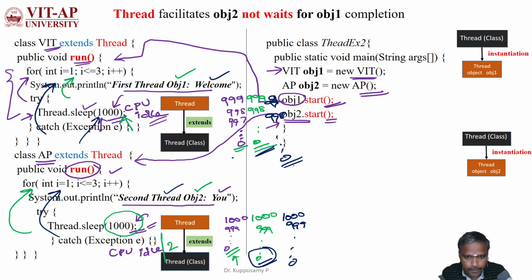Before that, obj1 might reach 0, so the fourth time it will start to check the condition here, but the condition 4 less than or equal to 3 is false, so it will come out of the for loop right here. Like that, this one also might reach 0, so the fourth time it will check the for loop condition, which is false, and it will come out of the loop. So all the statements are executed one by one.